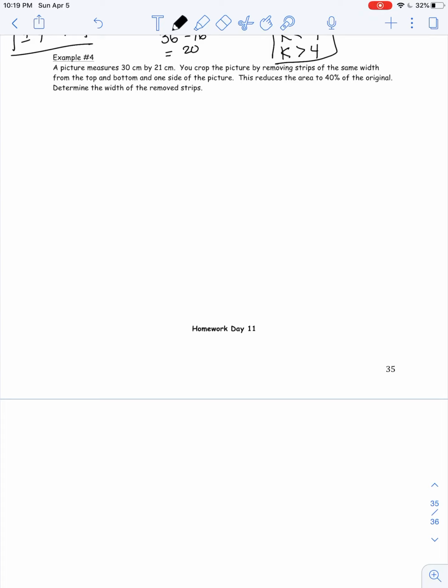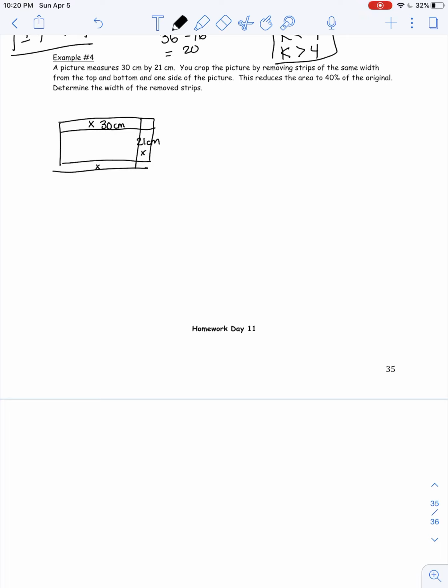Our last example is similar to what we did in our completing the square and our factoring lesson, where we have a picture measuring 30 centimeters by 21 centimeters. What you're going to do is crop the picture by removing the same width from the top and the bottom and one side of the picture. So what we're removing is this x, this unknown width.